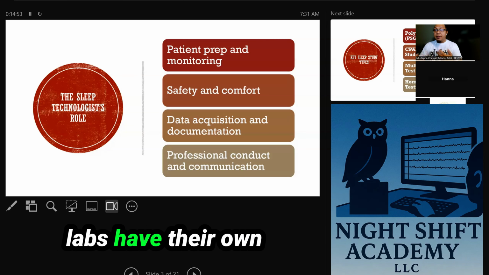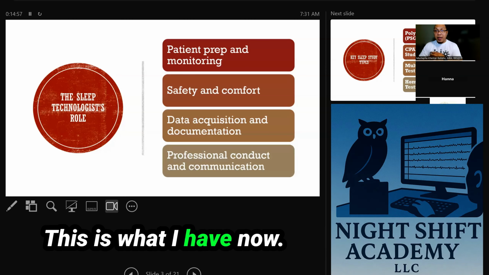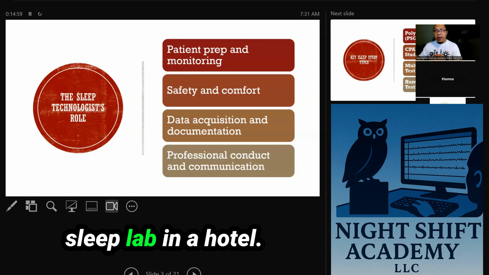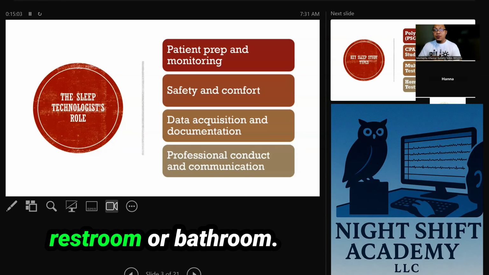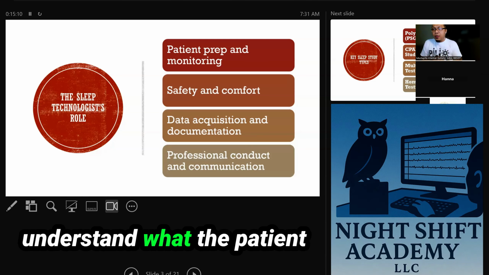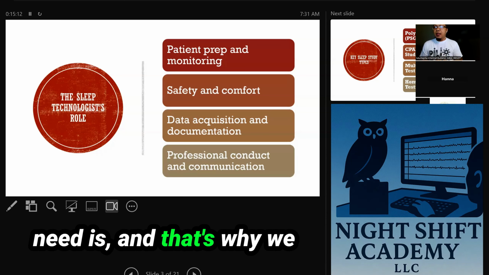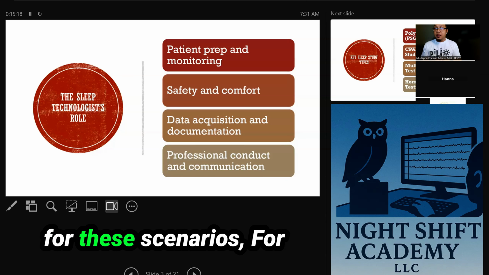Some sleep labs have their own restroom or comfort room in their own rooms. This is what I have now because I operate a sleep lab in a hotel. So each patient has their own restroom or bathroom. But comfort also comes down to being able to understand what the patient needs. And that's why we did the age-specific class, because it prepares us for these scenarios.